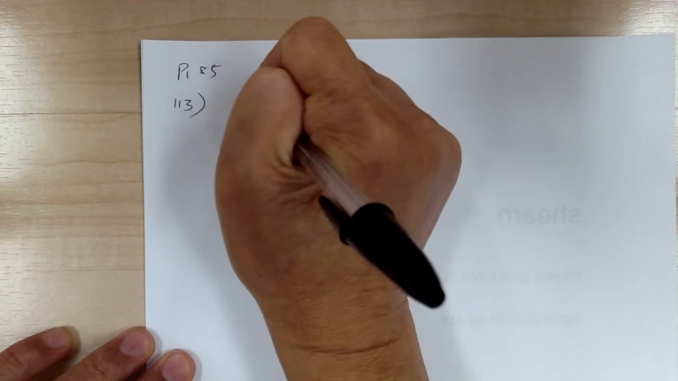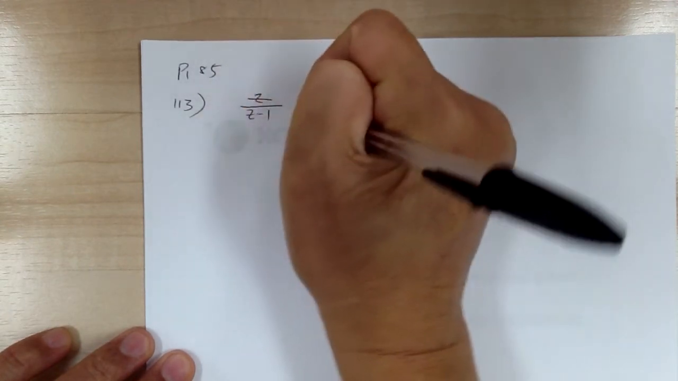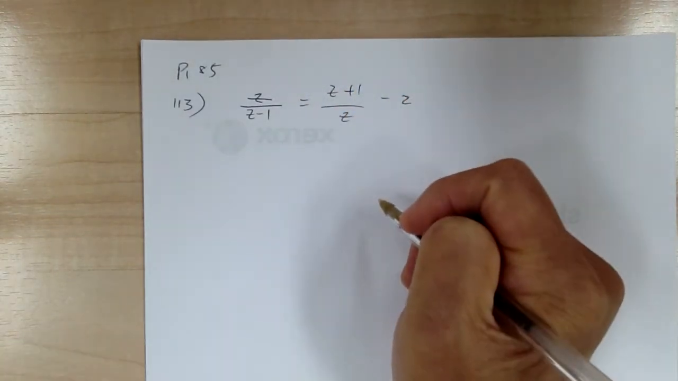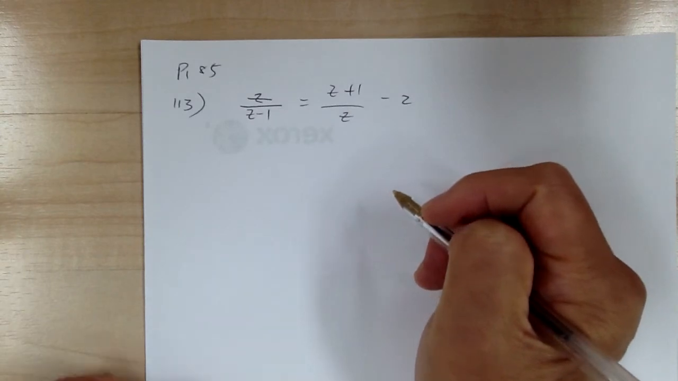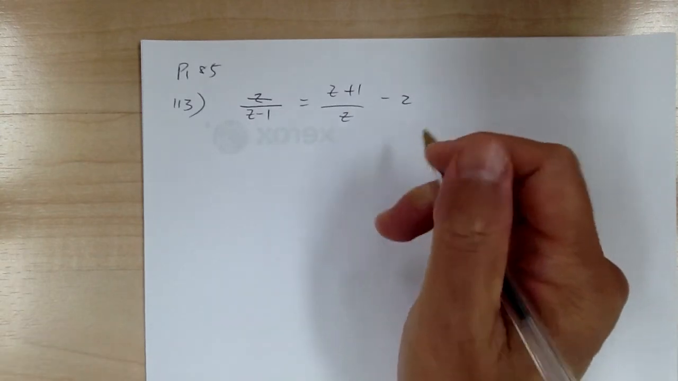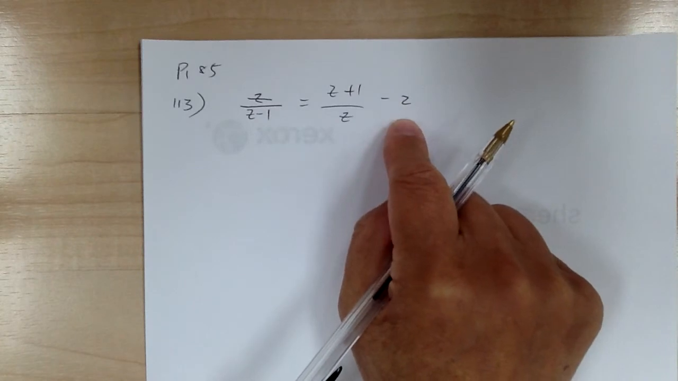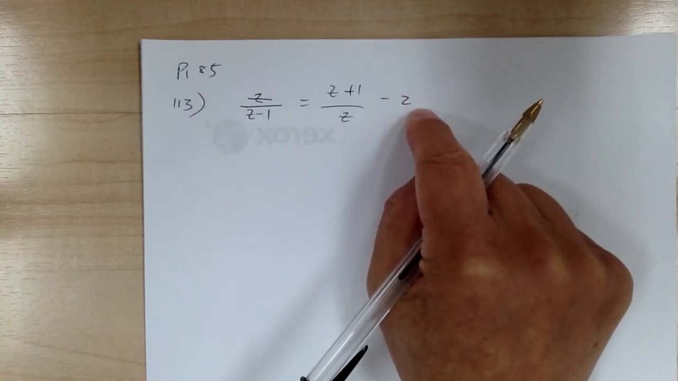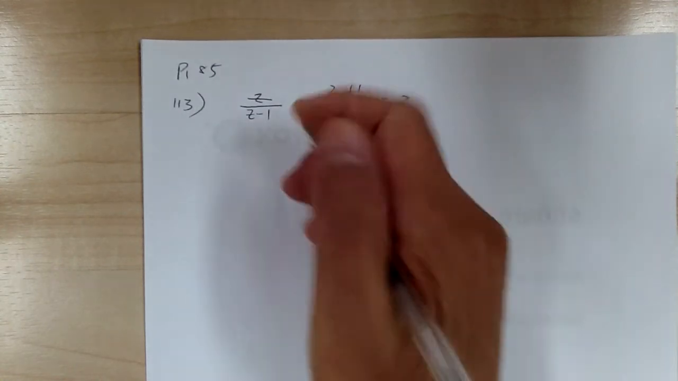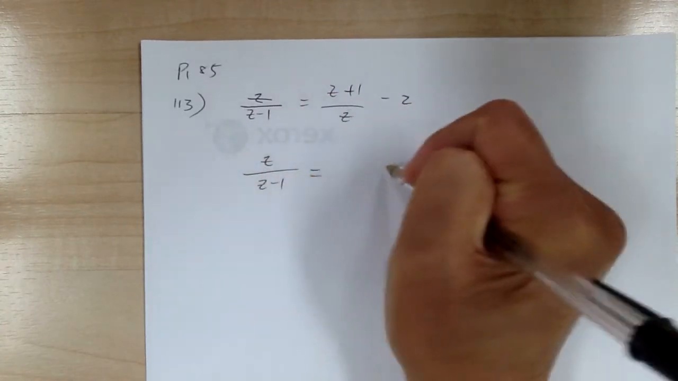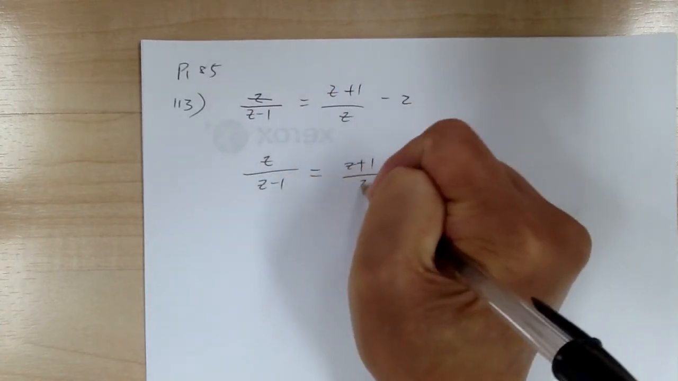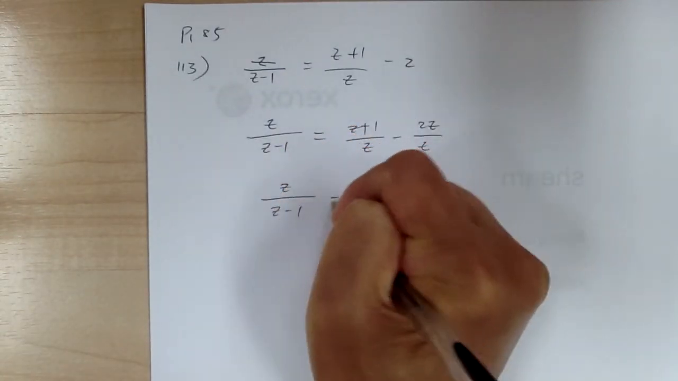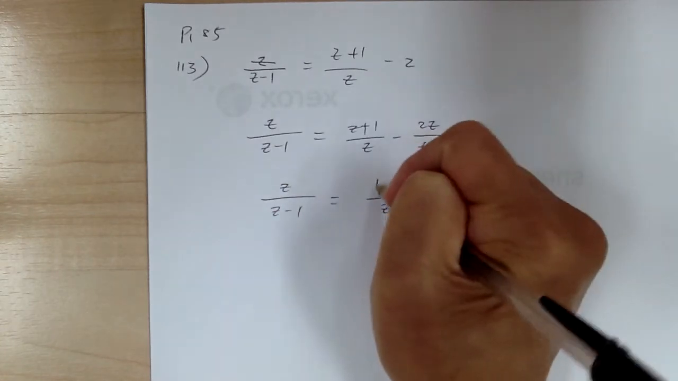Okay, so you're solving for z. So you've got z over z minus 1 equal to z plus 1 over z minus 2. Okay, so for this one, there are several ways you can do this. One way is to multiply everything by the common denominator, but this will make it kind of messy. So I will try to simplify these first. Okay, so I got z over z minus 1 equal to, so it will be 1 minus z.